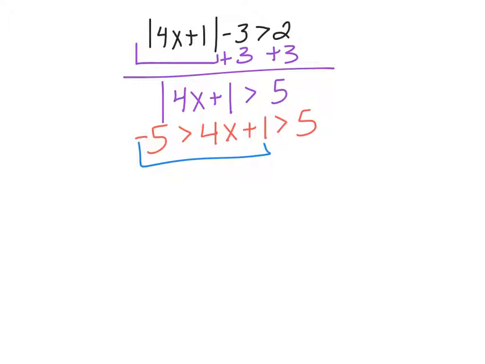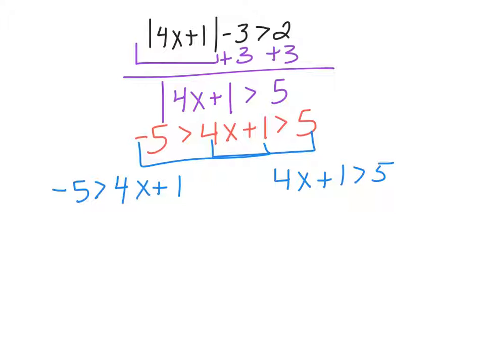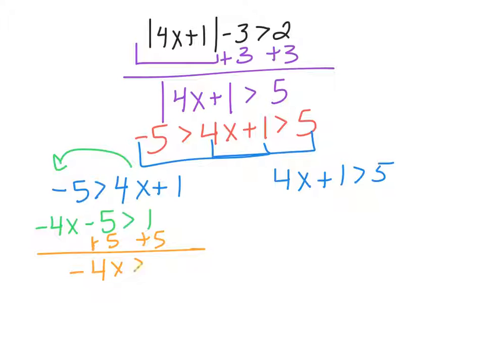So now we have two equations. -5 greater than 4x plus 1 and 4x plus 1 greater than 5. I'm going to move the 4 to this side, so I'm going to subtract it. And then my next step will be to add 5 to both sides. So I have -4x greater than 6. Divide both sides by -4.